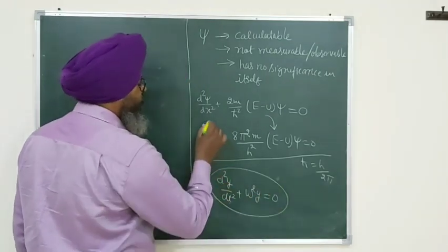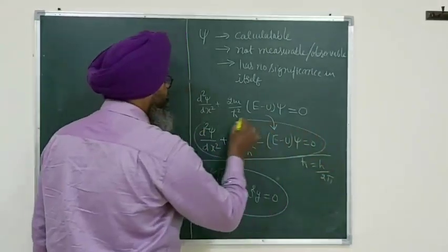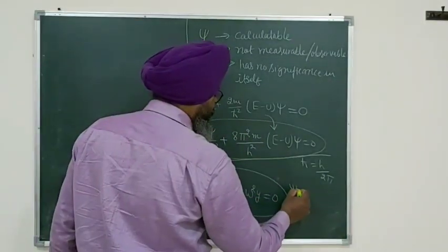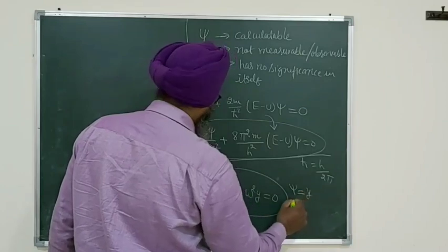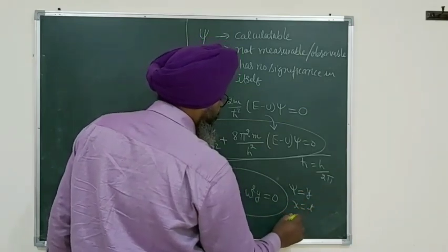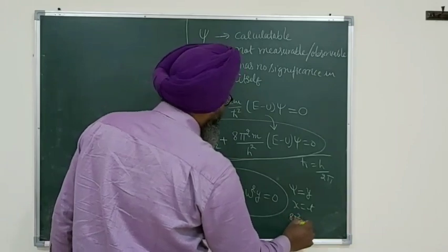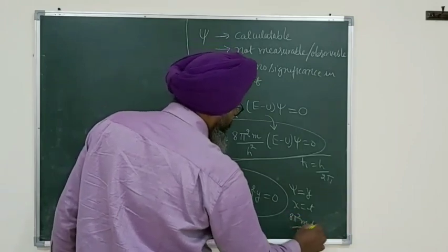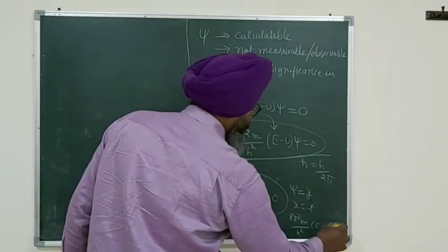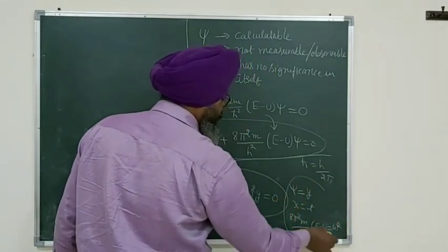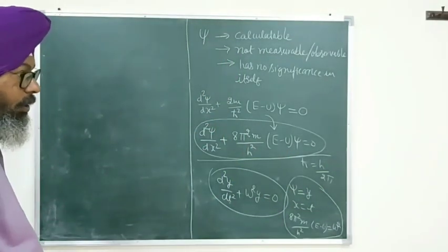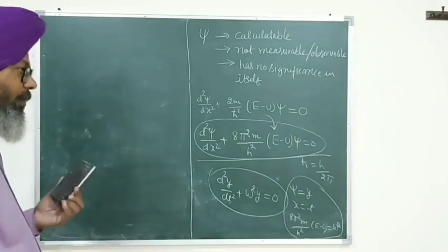Both of these equations appear to be very similar just by making this transformation. If I put psi equals y, x equals t, and this quantity 8 pi squared m by h squared (E minus U) equal to omega squared, then both of these equations start appearing similar.